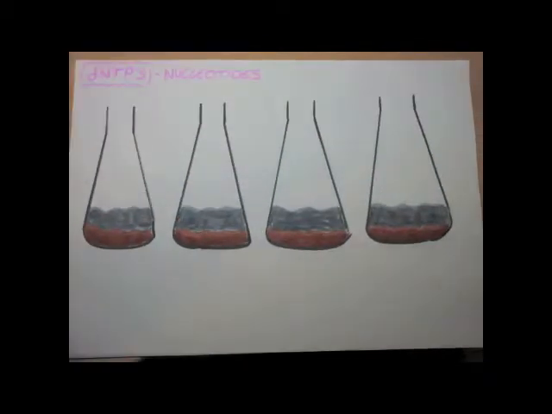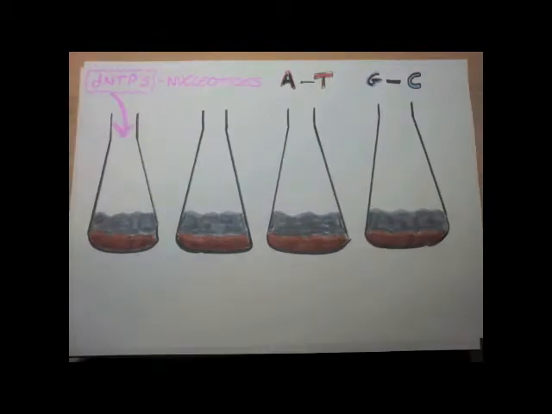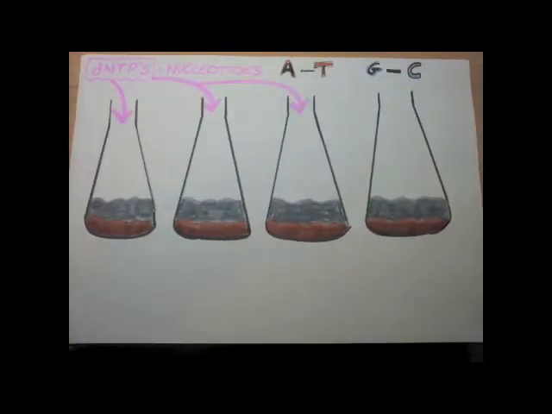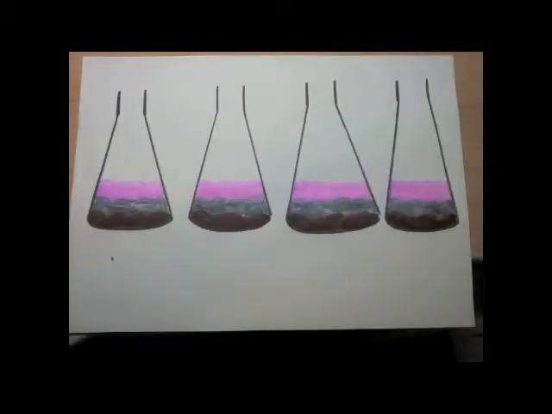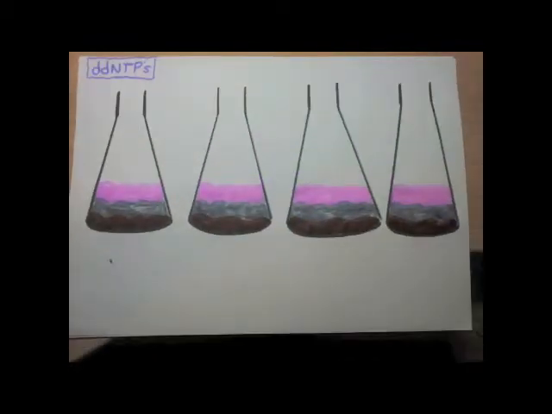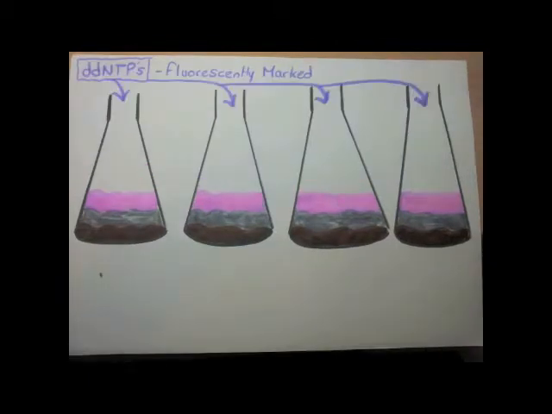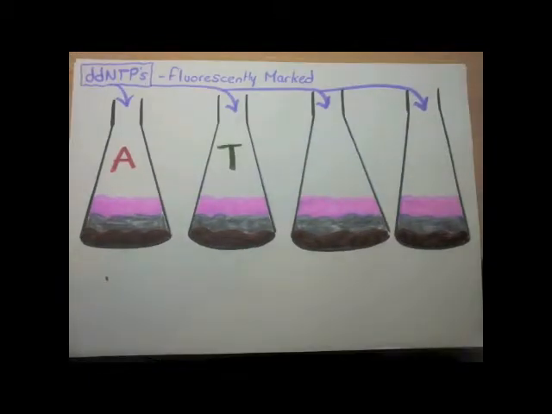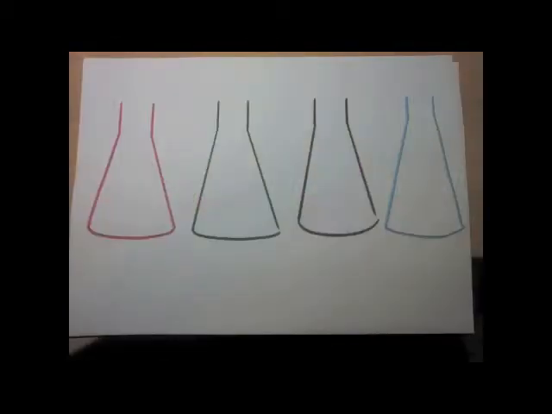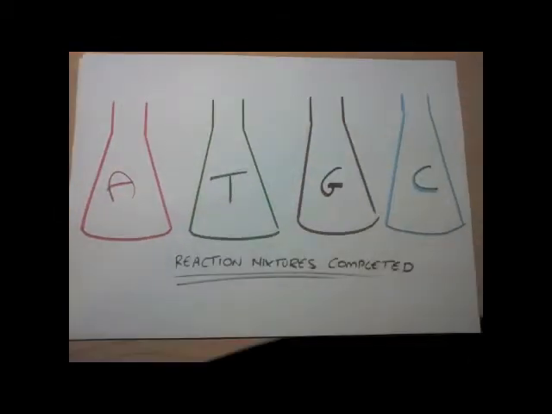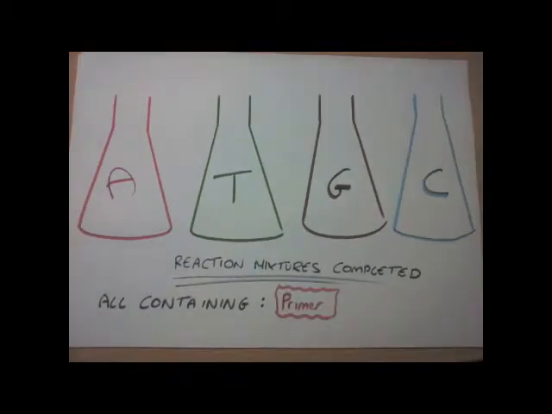We add dNTPs, also known as free nucleotides. These will help complete our strands. And finally, we add ddNTPs. These are our chain terminating nucleotides, each one marked with its own fluorescent color. Adenine is marked with red, thymine is marked with green, guanine is marked with brown, and cytosine is marked with blue.